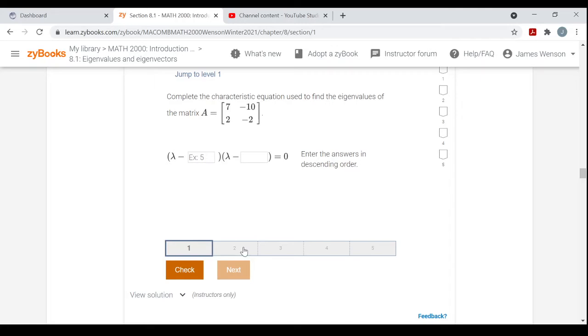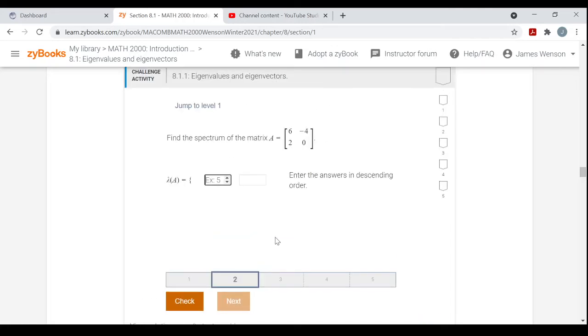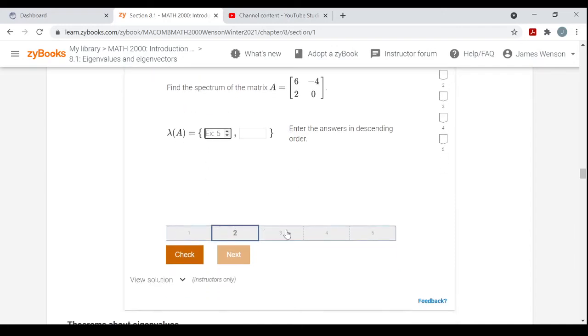Number 2, find the eigenvalues. And they ask you, be careful, enter the answers in descending order. So put the largest eigenvalue first and then the next largest. But you're just solving that characteristic equation again.